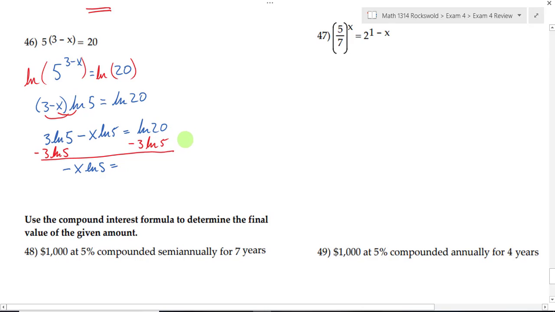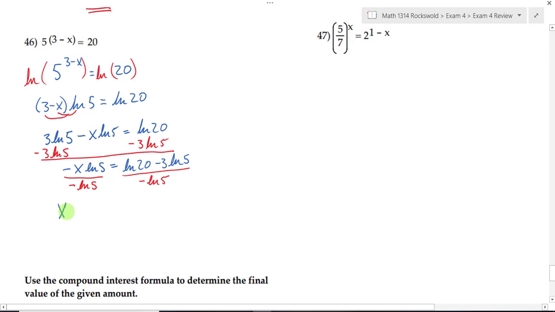Are these like terms? They're not. In order to be like terms, the arguments have to be the same. So I just write them both down. It's the natural log of 20 minus 3 natural log 5. Now how do I get the x by itself? X is being multiplied by a constant. What undoes multiplication? And I divide both sides by what? Negative natural log 5. So I have x equals the natural log of 20 minus 3 natural log 5 divided by negative natural log 5. This is one where I asked you to round your answer to 3 decimal places.